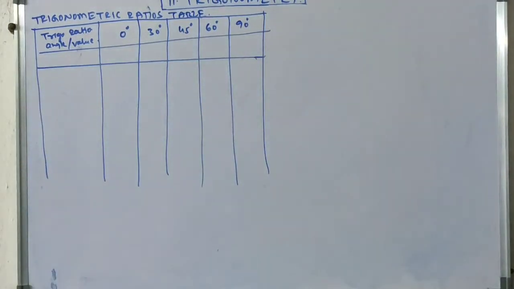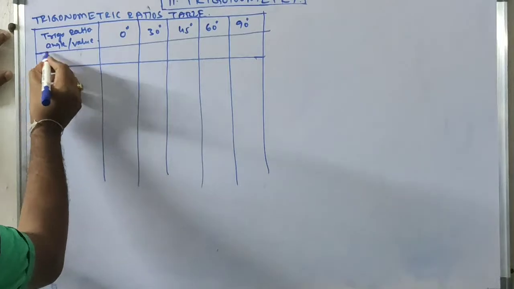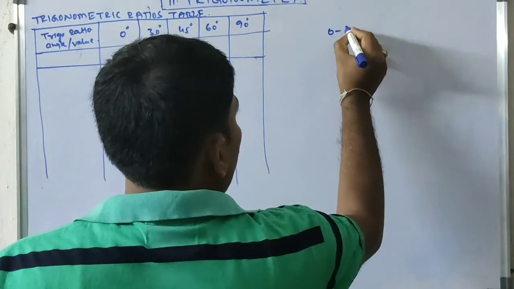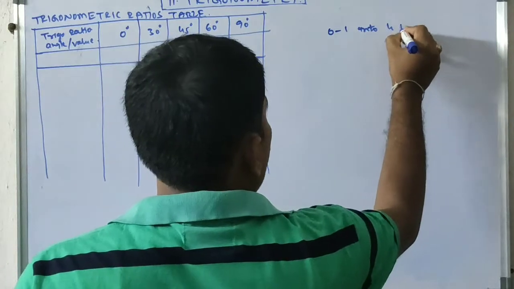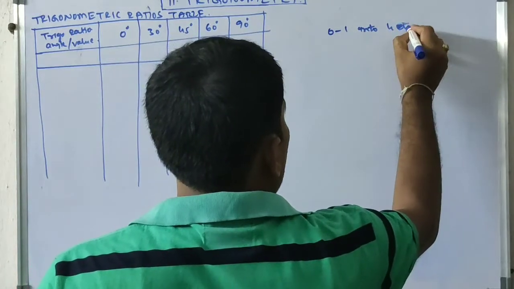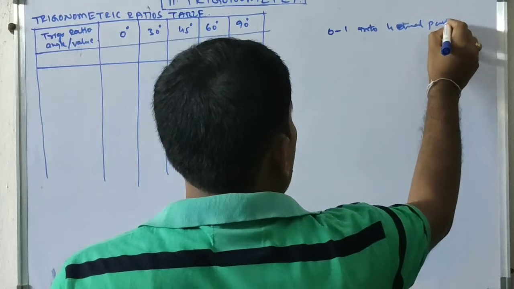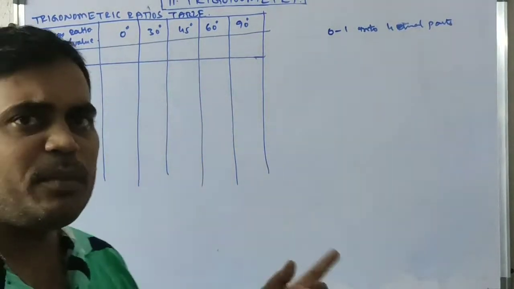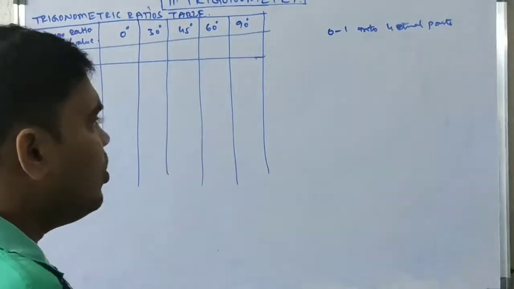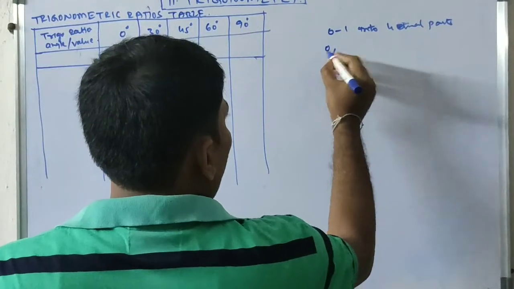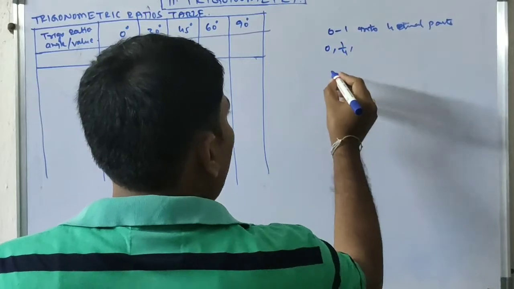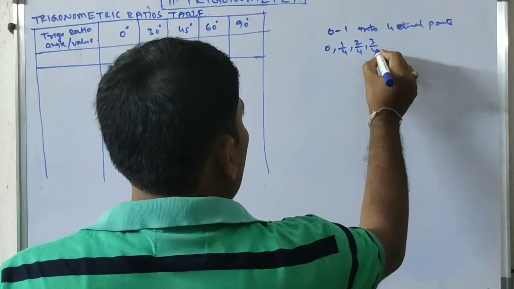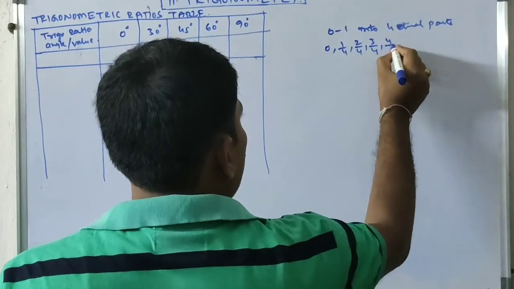Okay, now first I want to leave this column. So I want to divide 0 to 1 into 4 equal parts. Dividing 0 to 1 into 4 equal parts: 1 minus 0, 1 by 4. So first 0. Adding 1 by 4, 1 by 4. Again adding 1 by 4, 2 by 4. Again adding 1 by 4, 3 by 4. Again adding 1 by 4, 4 by 4.